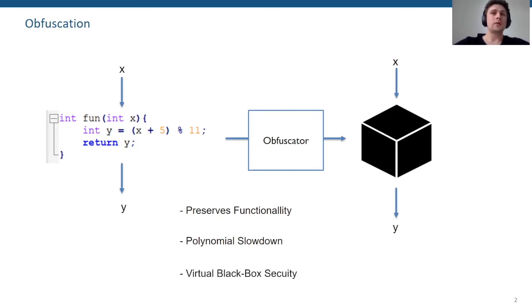And finally, we have our security guarantee, and this is virtual black box security, which means that even given the obfuscated program, our evaluator can evaluate it, but looking at the code of this program is unable to tell any non-trivial information on the source program.